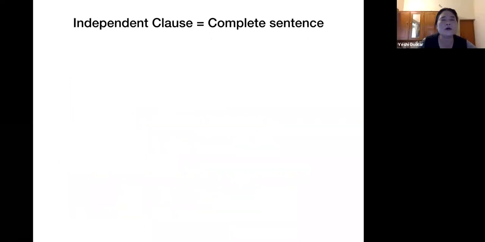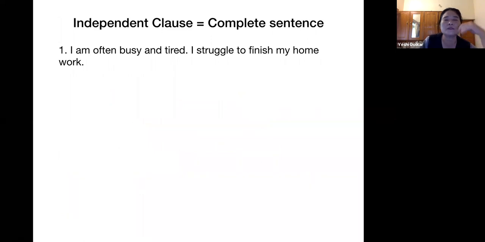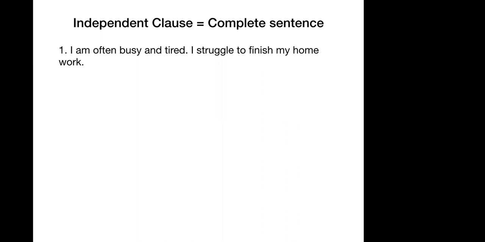All right, so now independent clause is also said to be the same as a complete sentence. Independent clause, the complete sentence. Okay, so if you look at some examples over here: I am often busy and tired. It's one clause, it's independent. And: I struggle to finish my homework. You see two independent clauses or two separate sentences.